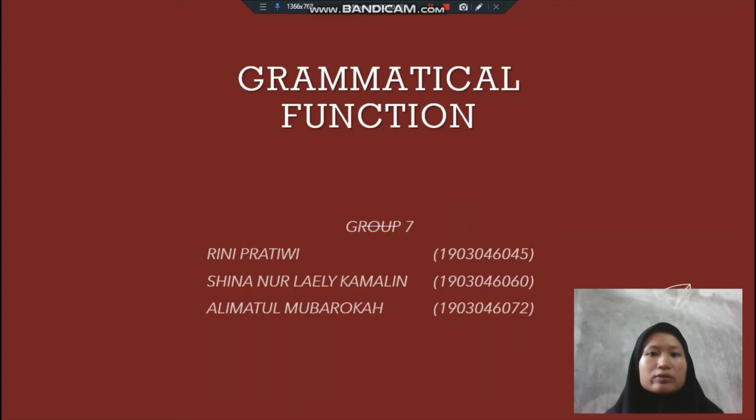Each of us will deliver different materials. The first is about subject, the second is about direct object, and the last is about oblique object and indirect object. So let's get started.